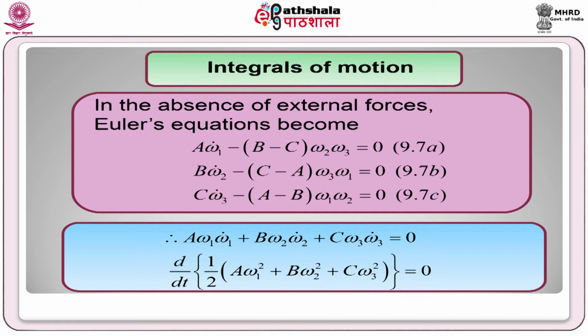Other terms cancel each other. This can be written in this way, that is d/dt of half into capital A into omega 1 square plus capital B into omega 2 square plus capital C into omega 3 square equal to 0. This expression is nothing but the kinetic energy. We are all aware about it. We have already obtained this expression.